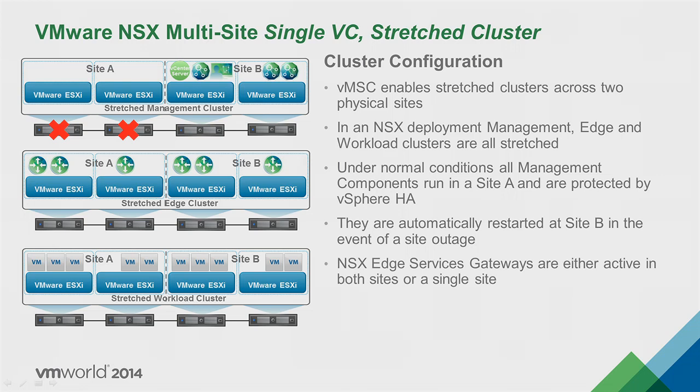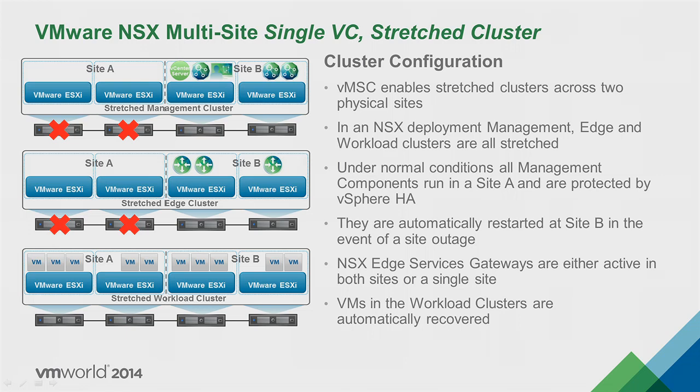So edge gateways will be active either in a single site if you're not concerned about local egress, or in both sites if you are. So in that case, either they'll be failed over to site B, or actually the site B gateways will just take over for all traffic. And as we mentioned, all of the workload clusters are stretched as well.